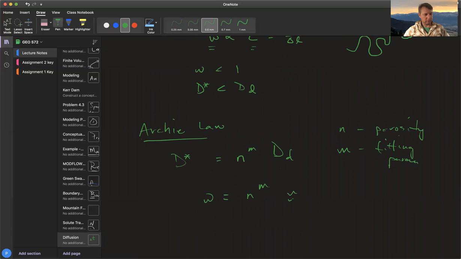And in many cases, these fall between n squared to n to the 0.5. All right. So Archie's law gives us some intuition that the tortuosity is proportional to the porosity. The smaller the porosity, the more tortuous the material. Okay.